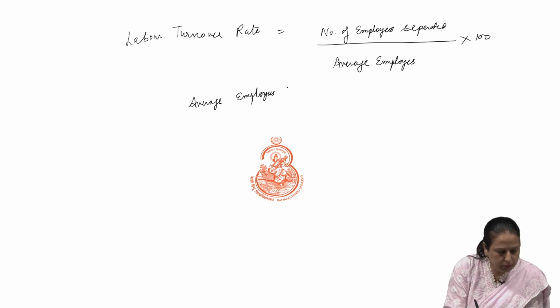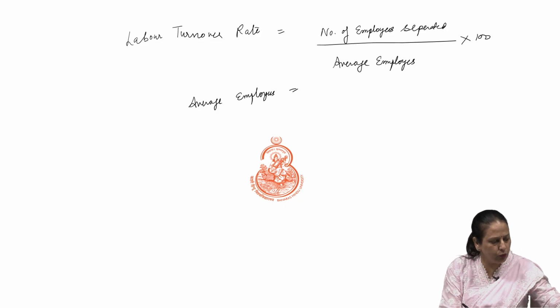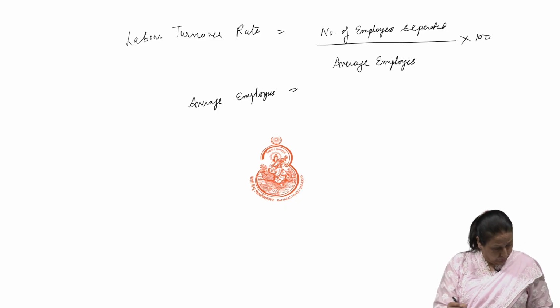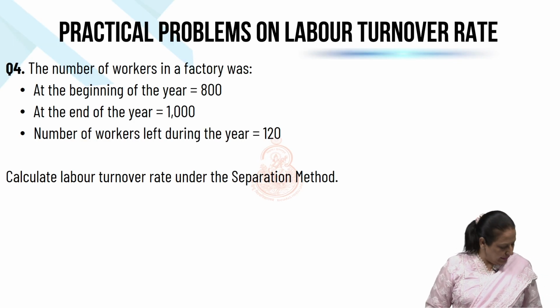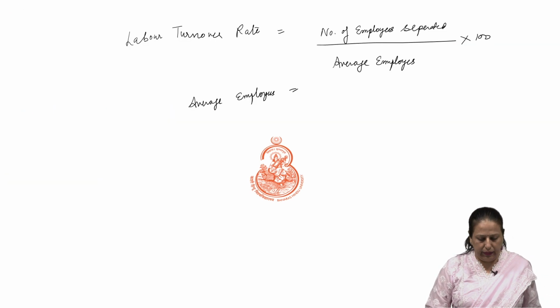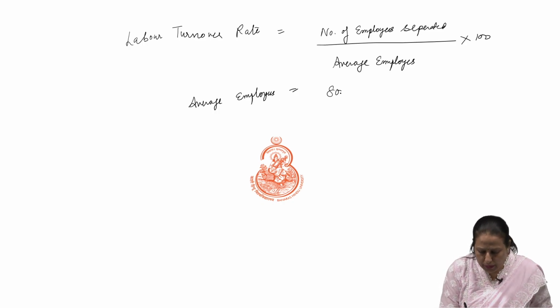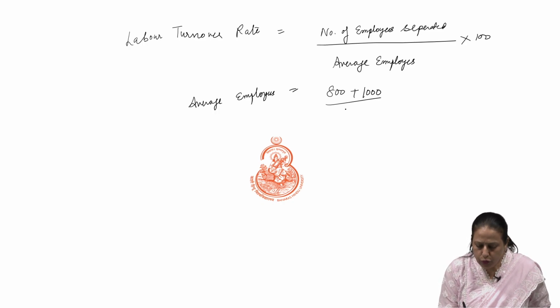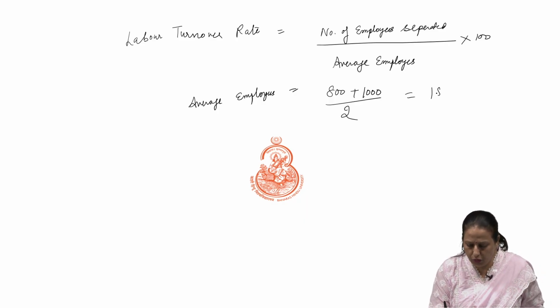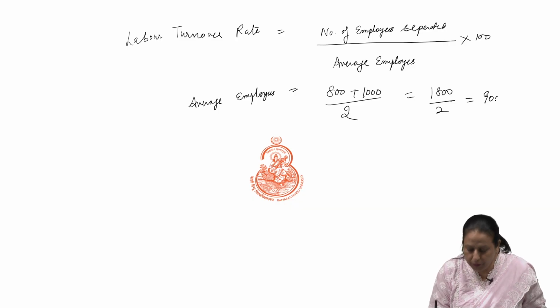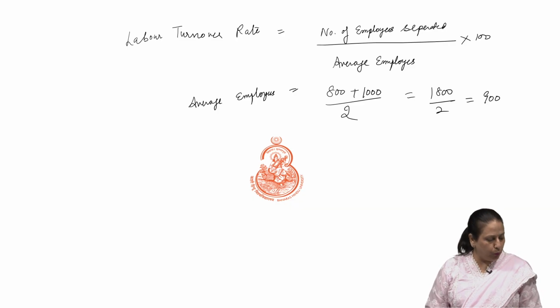So, in this question first we calculate the average employees, which is equal to, we have 800 employees in the beginning and 1000 at the end. So, we add 800 and 1000. To find out the average, we divide it by 2. So, we reach the figure of 1800 by 2 is 900. This is my average employees.